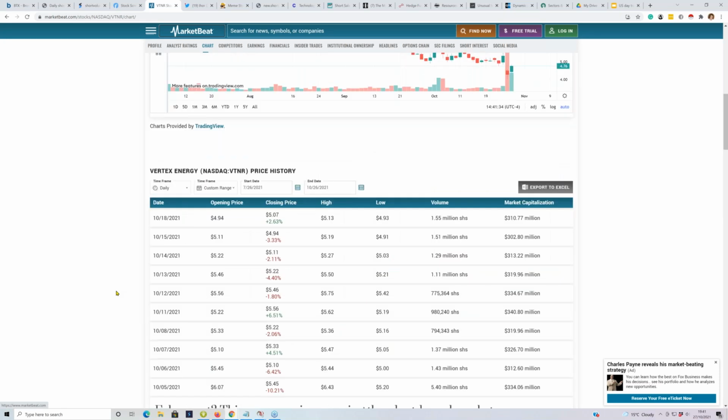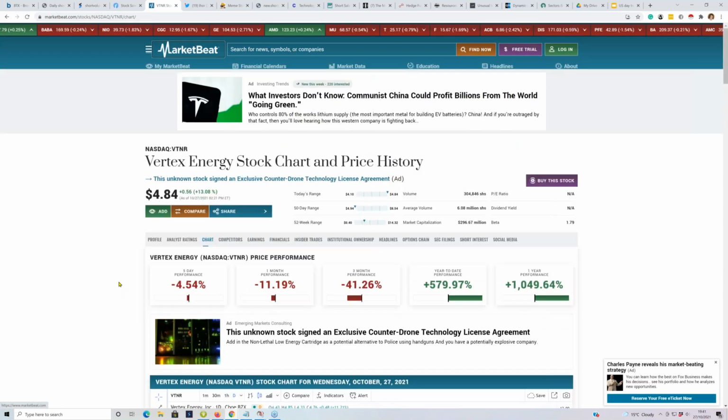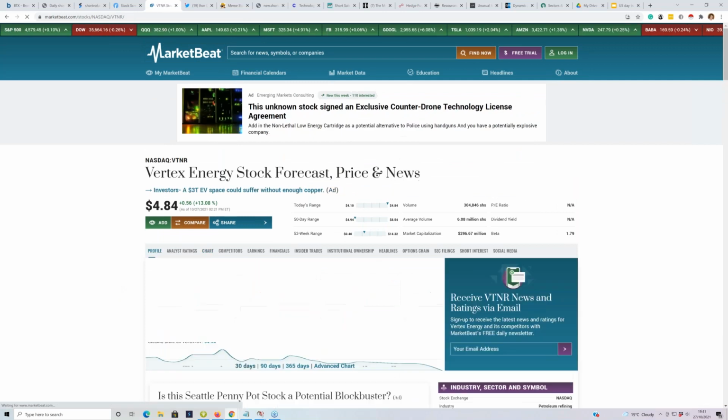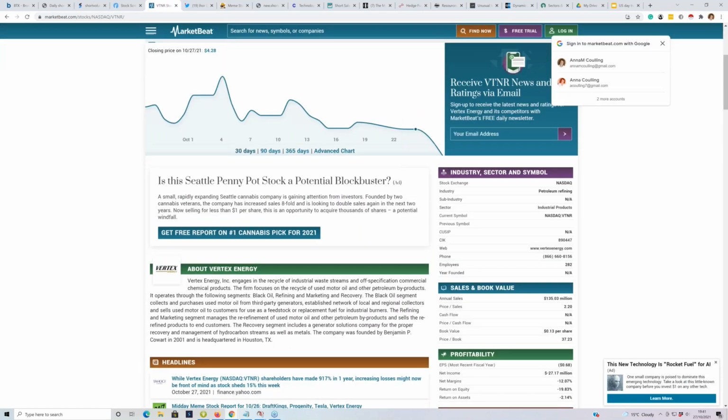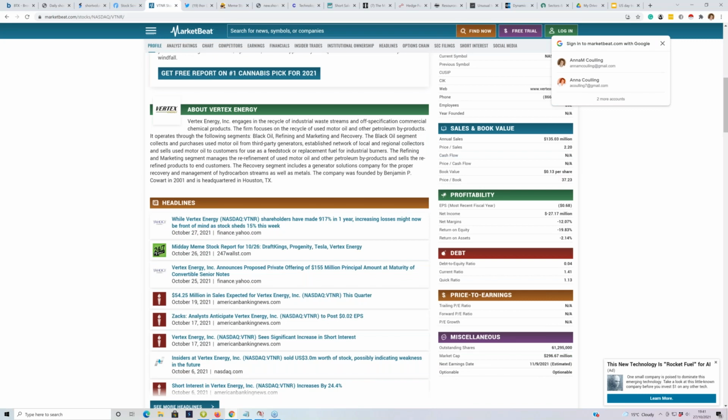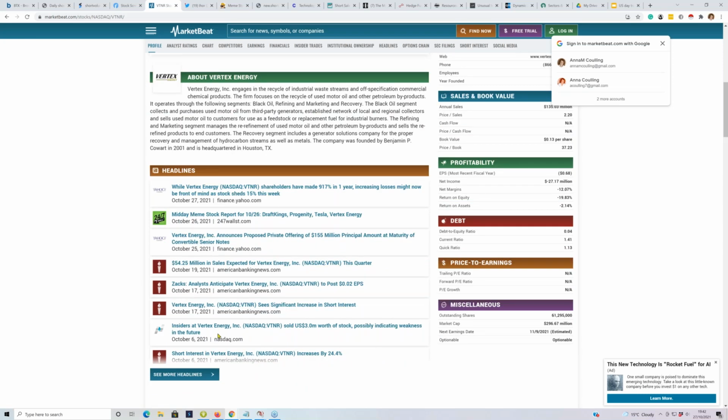Now, with Market Beat as well, you can get a great roundup of what the latest news is. It just gives you not the fundamentals, but who's interested in it, the fact that it's one of these meme stocks. I think it's very, very heavily shorted as well. Where is it? Oh, we've got insiders, a lot of selling.